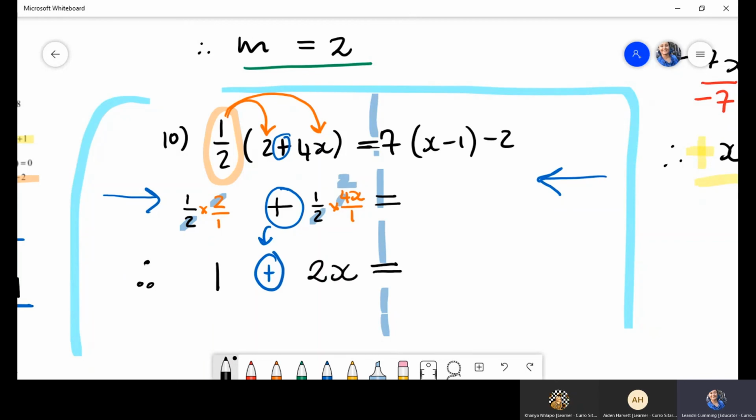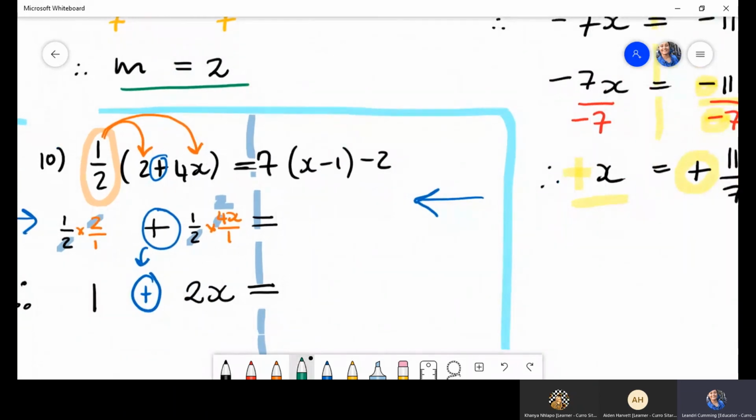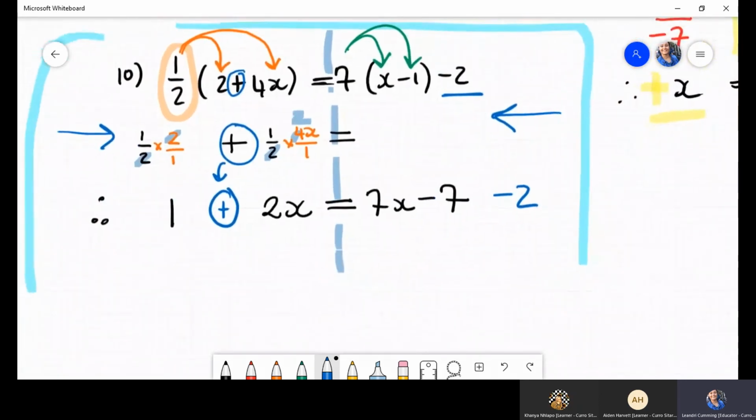And now on this side, I'll just do my product as normal because it's a whole number times x. 7x, whole number times minus 1, minus 7. Keep this minus 2. It's just part of your equation. It's got nothing to do with the product. Right, now we are set to go.